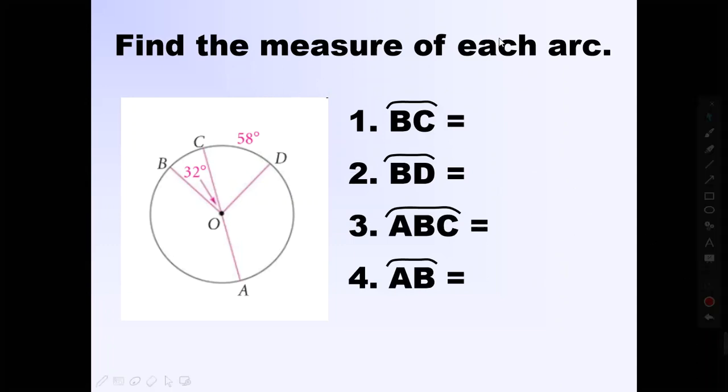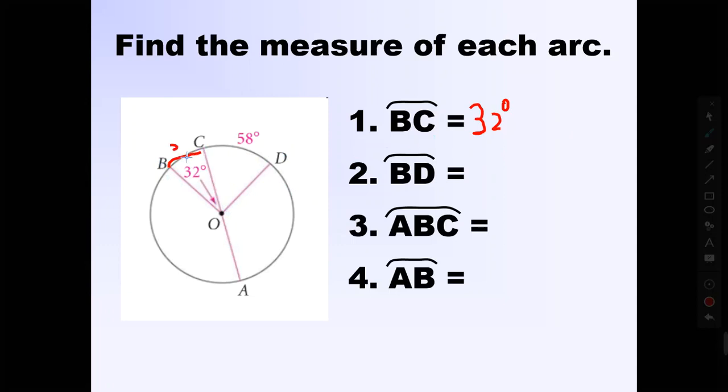Okay, last thing, the practice: finding the measure of each arc. They ask you for arc BC. We know its central angle BOC equals 32 degrees, so its arc also has to be 32 degrees. Don't forget the degree sign. They also ask you, what is BD? We know BC is already 32 degrees.